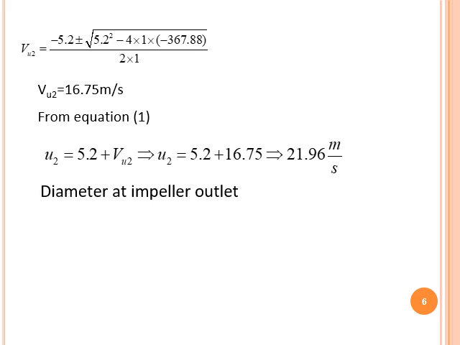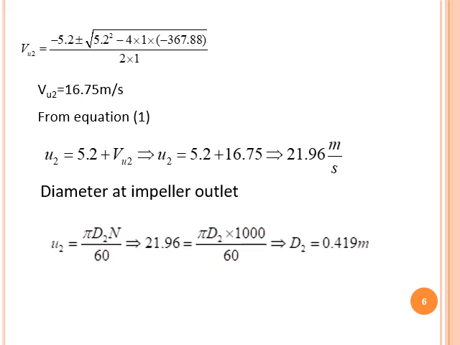Now find out the diameter of the impeller at the outlet. That is calculated by using the expression U2 = πD2N/60. We know the value of U2 as 21.96, the diameter is unknown and we need to calculate it, and the speed is given as 1000 rpm. Hence D2 is 0.419 meter.